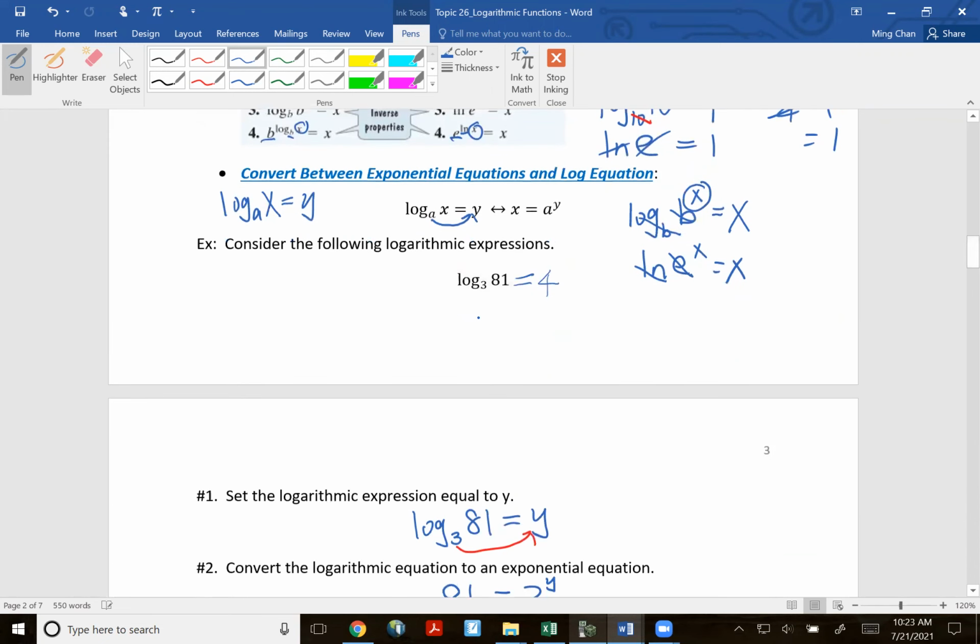So I'm going to write this here on the side for you. Okay, let's see if it makes sense. You now know log with the base 3 of 81. That 81 is the same as what? As 3 to the 4th power, right?